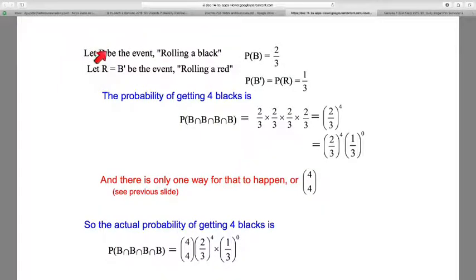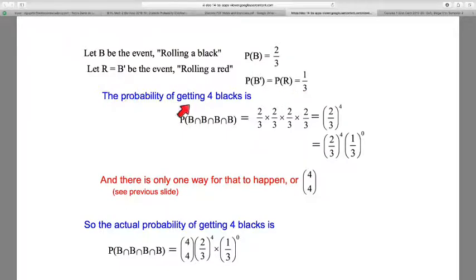Now, let's just start with some notation. We're going to let B be the event of rolling a black, and then R is going to be not B, which is the event of rolling red. So the probability of B is 2/3 because there's 4 black faces out of 6, which reduces to 2/3 probability. And then the converse, to not be black or to be red, is a 1/3 probability.